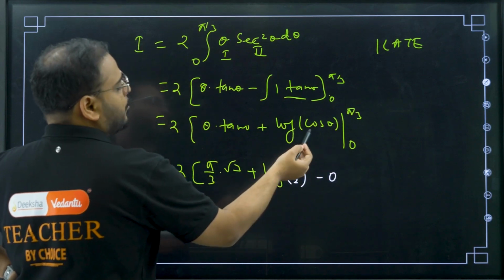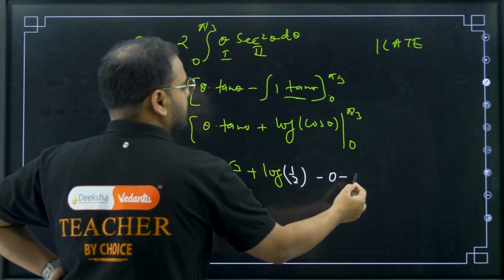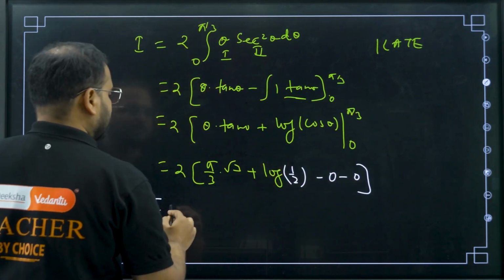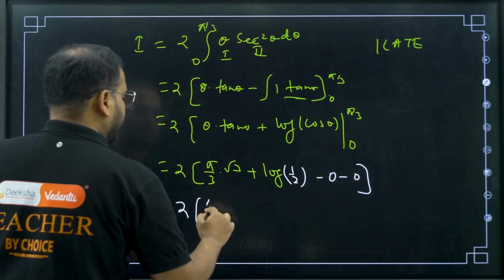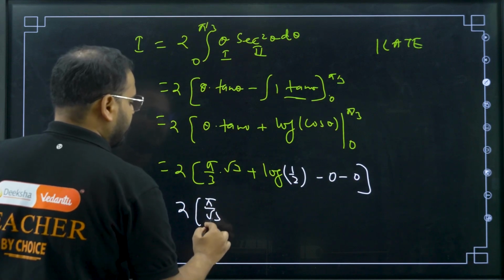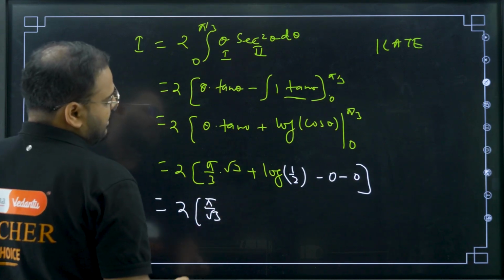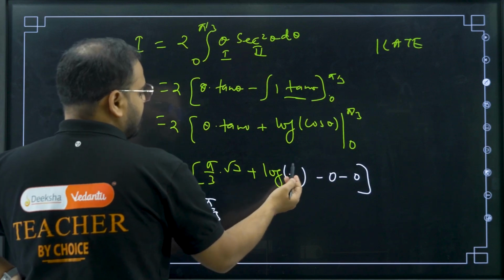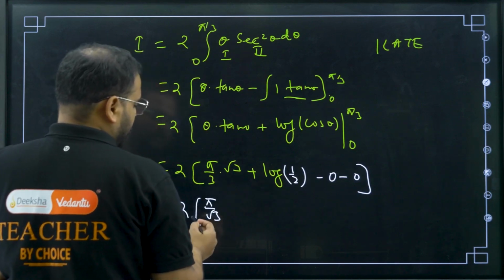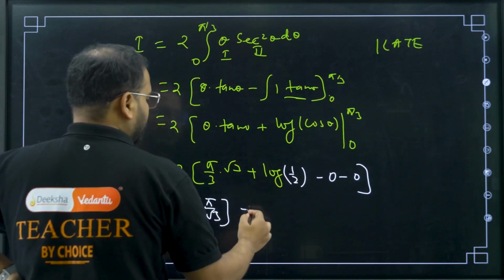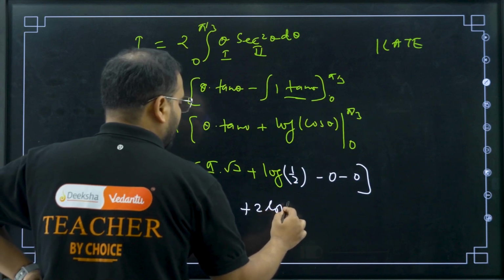What about this part? Cos 0 is 1, and log 1 is simply 0 again. What is my answer? 2 times of pi by root 3. And this will become what? Please have a look. I'll multiply this, so I get plus 2 times of log 1 by 2.